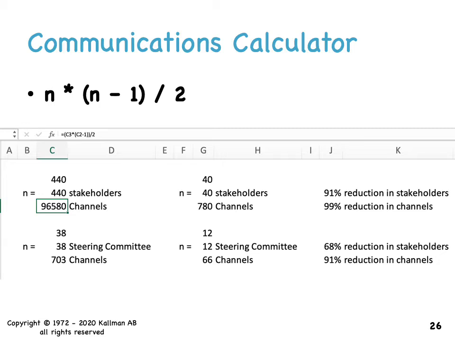So one of the first things I did with the senior vice president there at Singtel was say, hey, this isn't going to work. You can't have 440 people involved in this project. We need to reduce the number of stakeholders to 40, and that reduced the number of channels from 96,000 down to 780. And so we reduced the number of stakeholders by 91%, which resulted in a 99% reduction in channels, which basically resulted in a 99% reduction in noise.